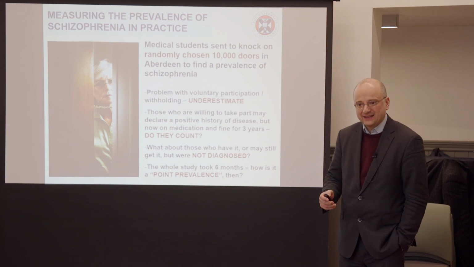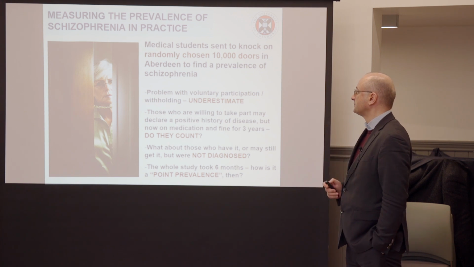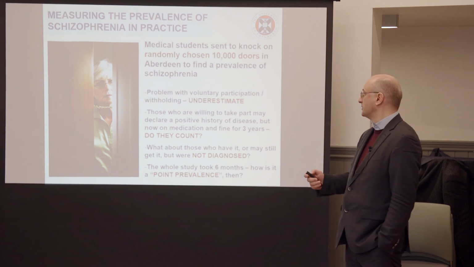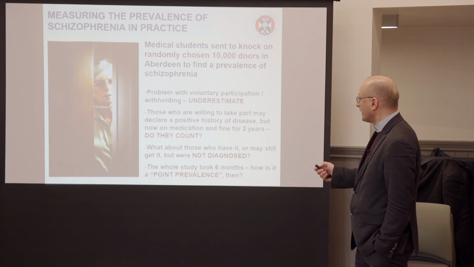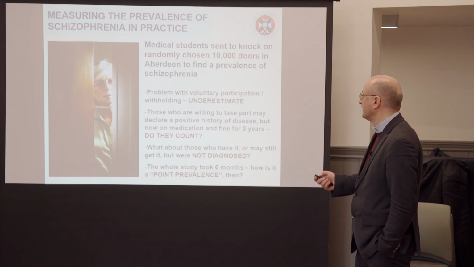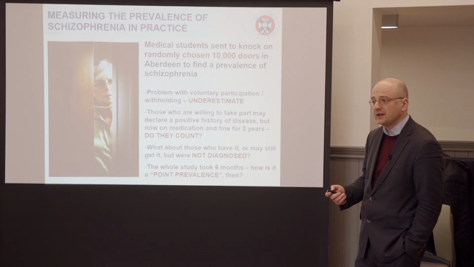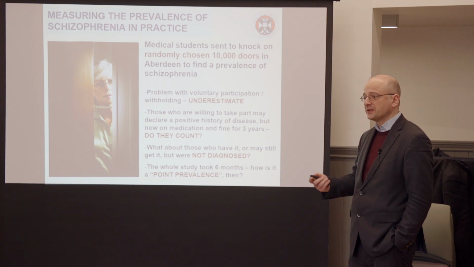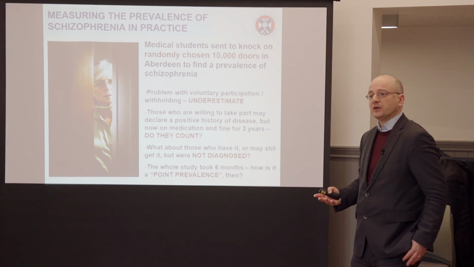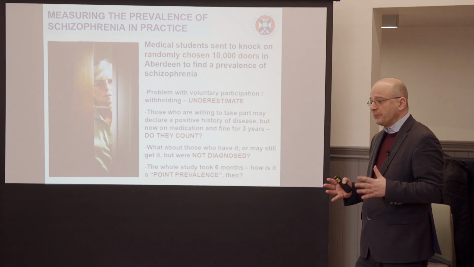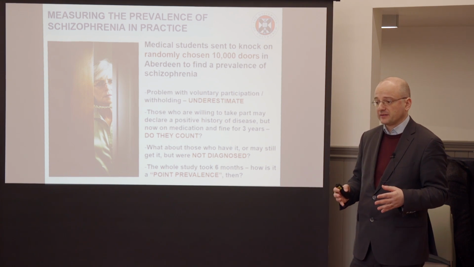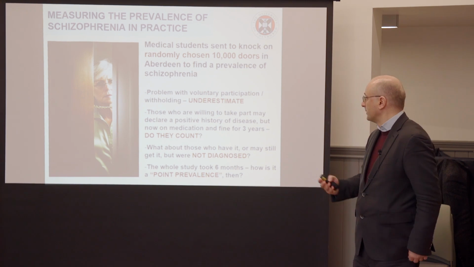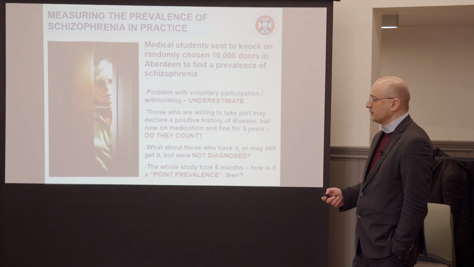Okay, let's say that I send you all to measure the prevalence of schizophrenia in a population, all right? And let's say that I send you to Aberdeen, for example, to knock on randomly chosen 10,000 doors to establish the prevalence of schizophrenia in Aberdeen. Why 10,000? Because schizophrenia is a relatively rare disease in the population. Maybe 1 in 100 people will have it. So to establish a proper prevalence, to be kind of sure of your result, whether it's 1% or 1.2% or 0.7%, you really need more people. So 10,000 doors.